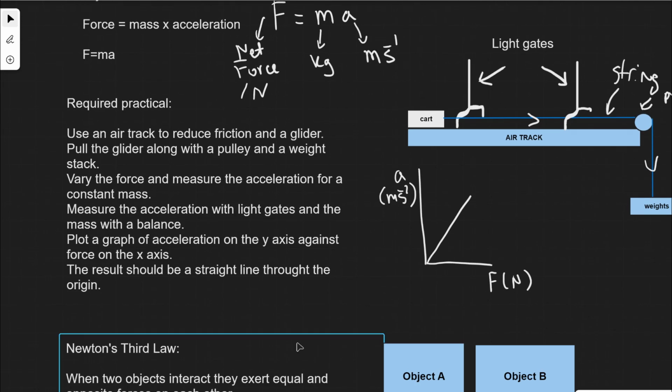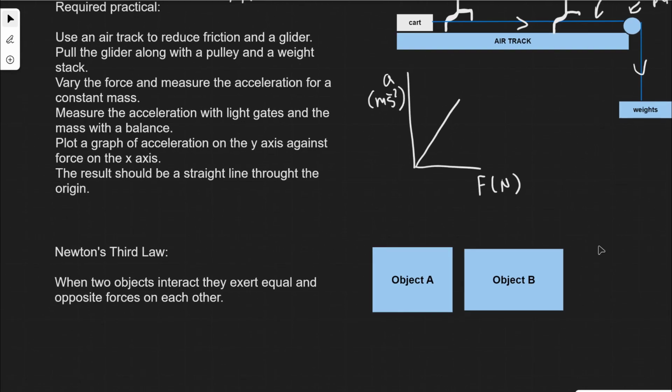Okay, on to Newton's third law. When two objects interact, they exert equal and opposite forces on each other. So if we have object A on a collision course with object B, they're going to smash together, and they're going to exert equal and opposite forces. What do I mean by that? Object A will experience a force due to object B, which is going this way, and object B will experience exactly the same amount of force but going the opposite way.